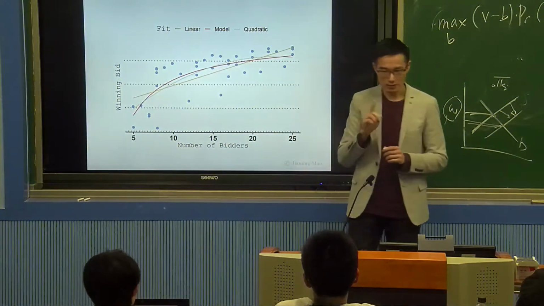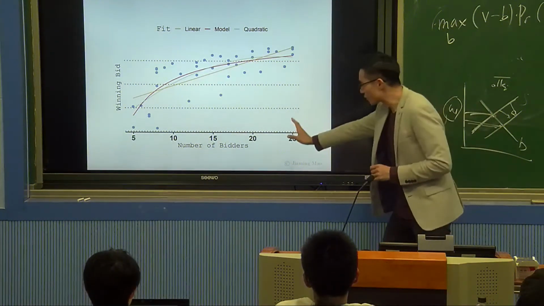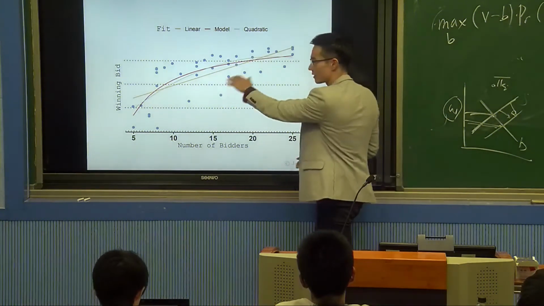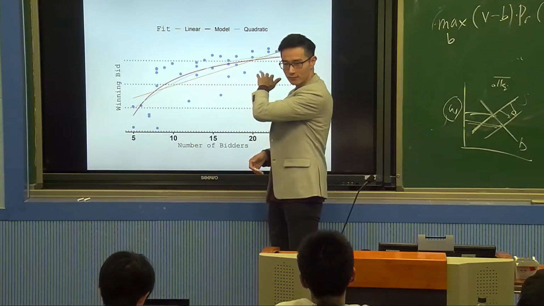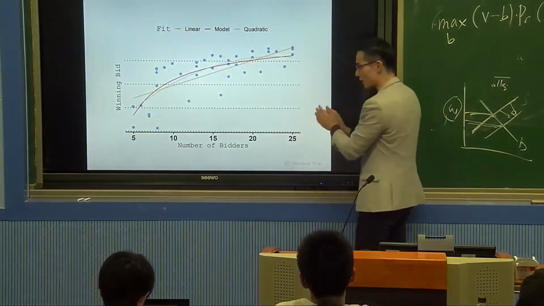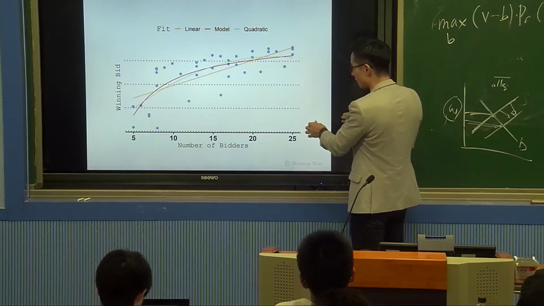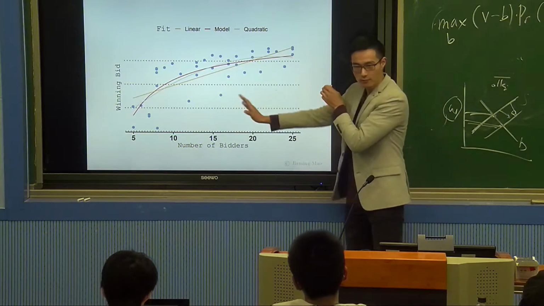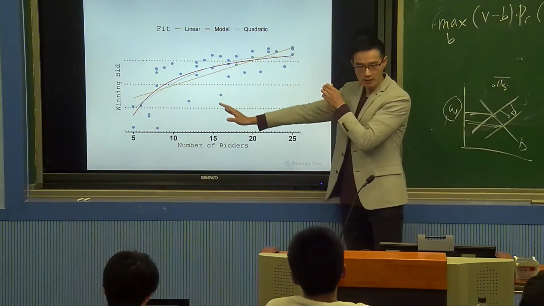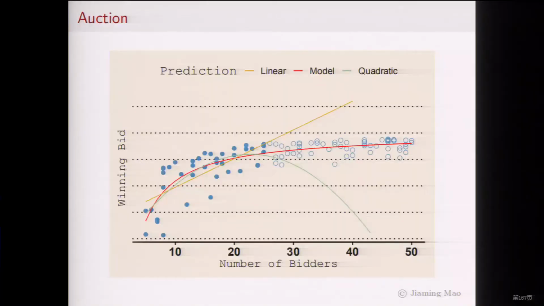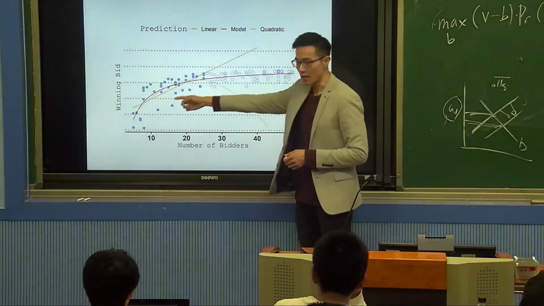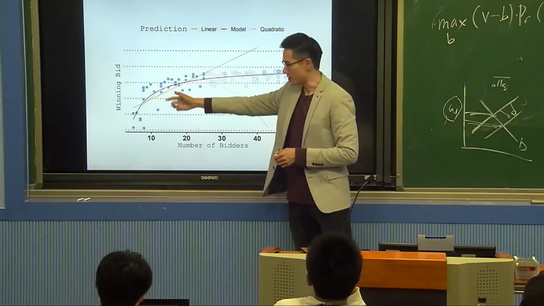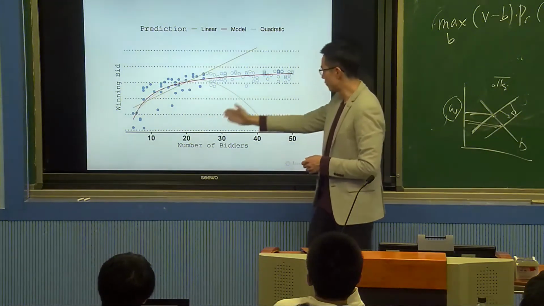Okay? However, what if I actually increase the number of bidders? In other words, what if I want to predict, because this is the in-sample, in-range prediction. Now I'm going to try to predict what happens when I have, let's say, 30 bidders or 50 bidders. So when the number of bidders goes out of the observed range of the data, we have this relation. This is what happens when we try to predict out of the range of the original data. So let's go beyond 25, from 25 to 50.